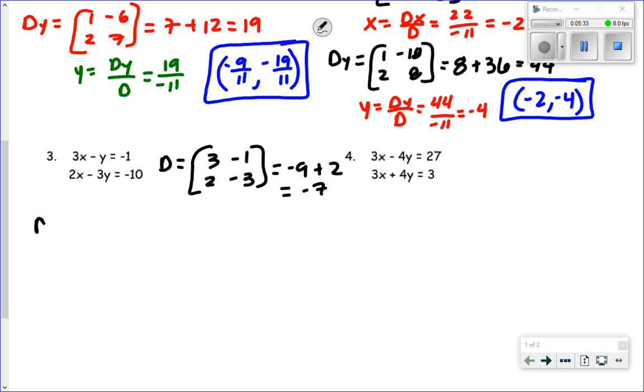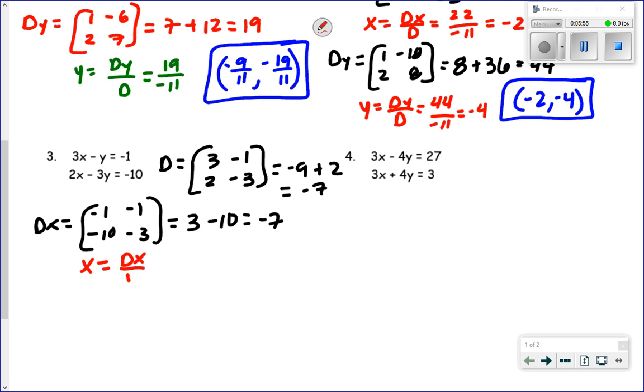And now I need to find dx. So I'm going to take out the x column, replace it with -1 and -10. Okay, -1 times -3 is +3, minus -10 times -1 is 10. So that would be -7. And to find x, it would be dx over d, which would be -7 over -7, which would reduce to be 1.